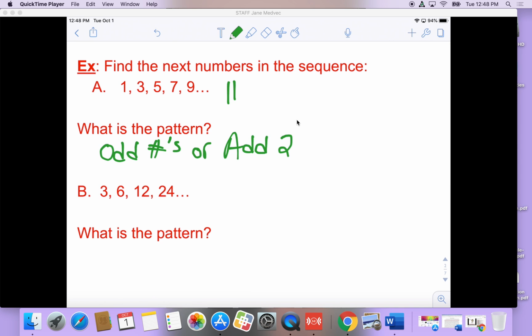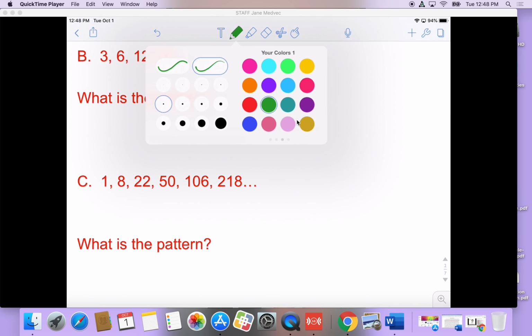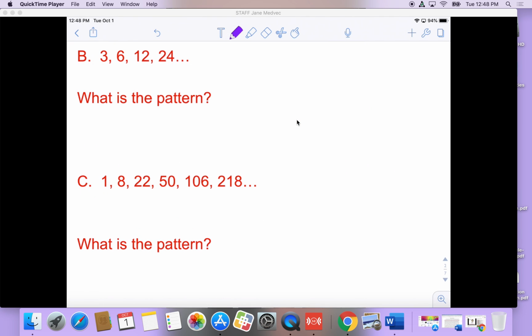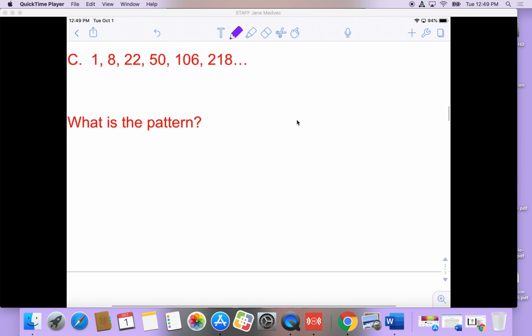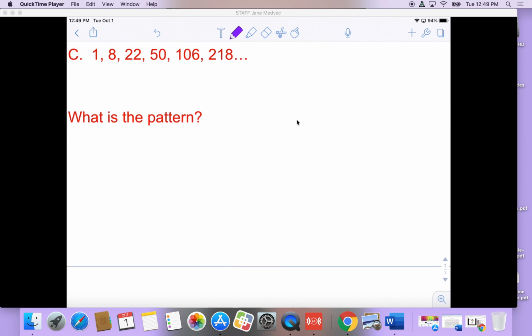Okay. Let's move on and let's look at B. So what would be the next number in this sequence? 48 is correct. How did you get that? Good. Multiply by 2. So you're going to notice that the first 2 are really simple. My numbers are getting bigger. I'm either going to add or I'm going to multiply, right? Let's keep going. This one's a little bit more complicated in that it's not quite so cut and dry.